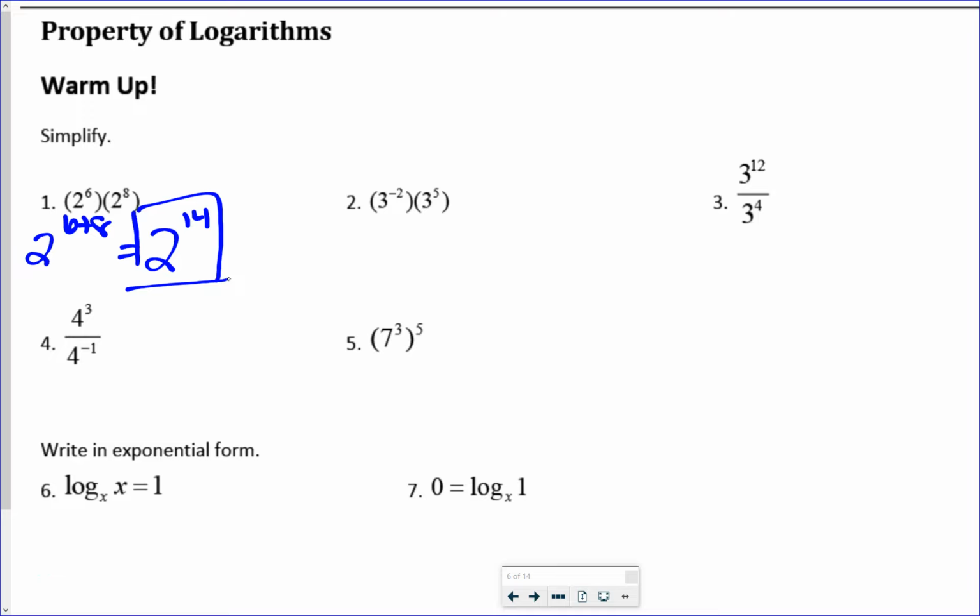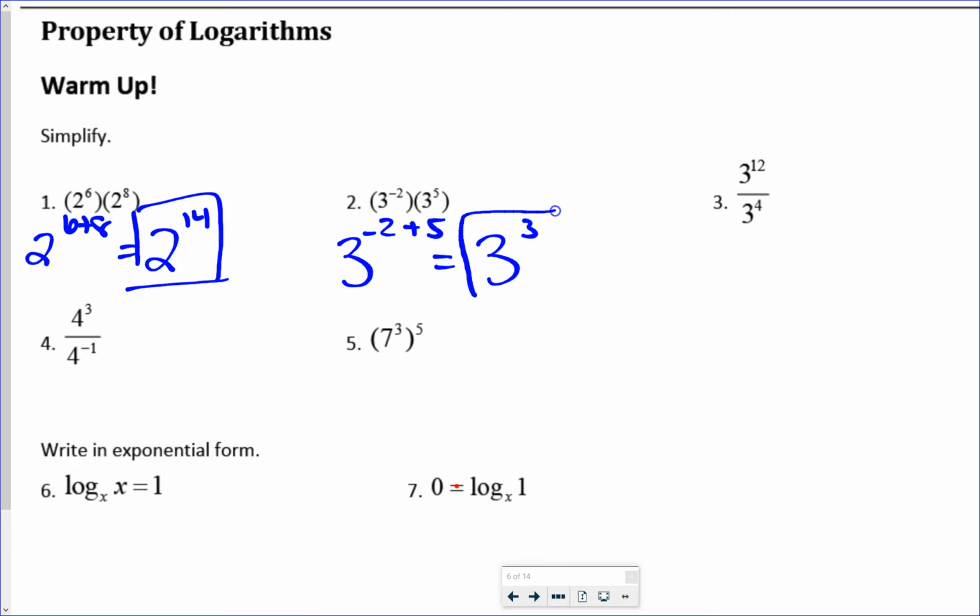Number 2, 3 to the negative 2 and 3 to the 5th. What do I get to do with my exponents? I'm going to add them together. The negative makes you want to flip, but since they're being multiplied, I can just add them together, because look, negative 2 plus 5 gives me a positive 3. So now I don't have to flip.